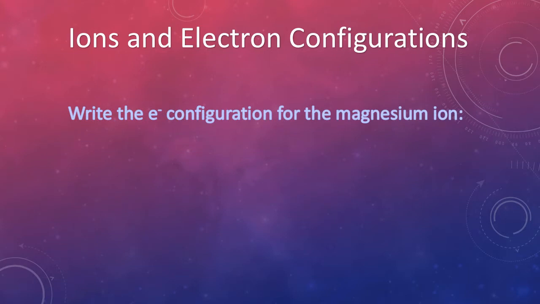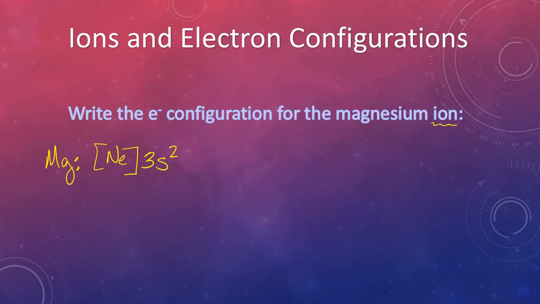So we need to write the electron configuration for the magnesium ion. And the way I do this is I start off with the magnesium atom. We'll start here, magnesium. So starting from the previous noble gas, we have neon. Then 3s2. Oh, that's it. Now, the ion.